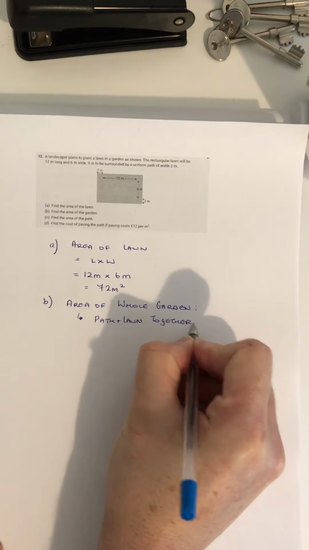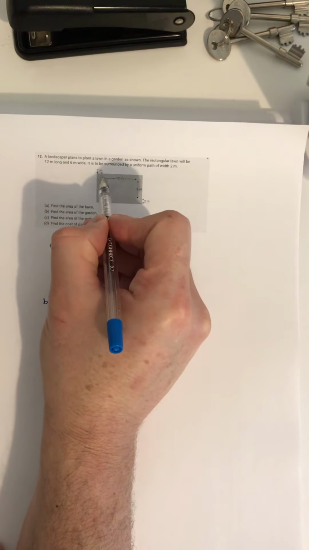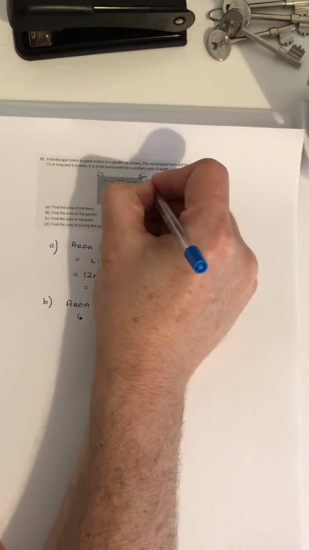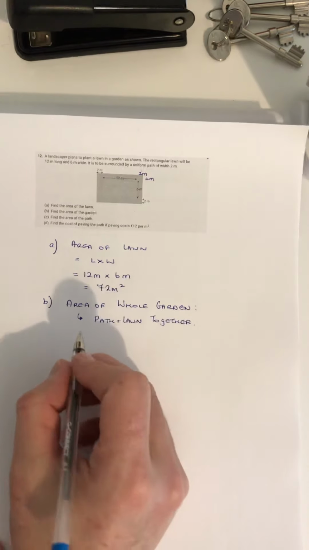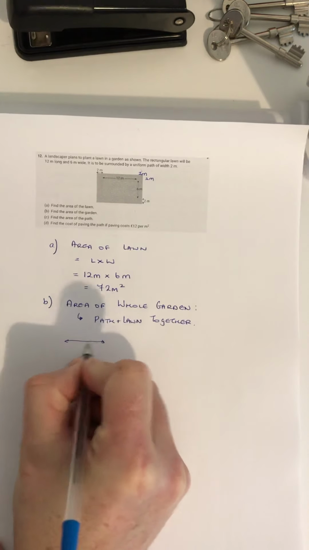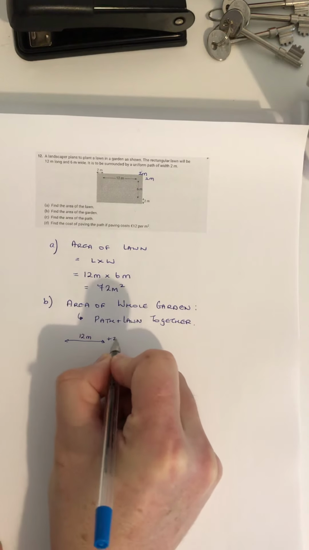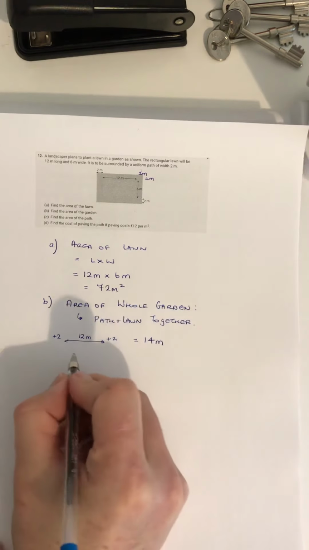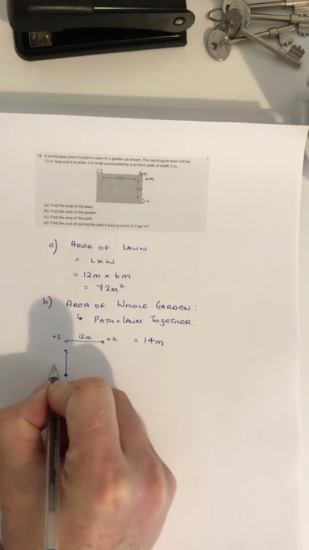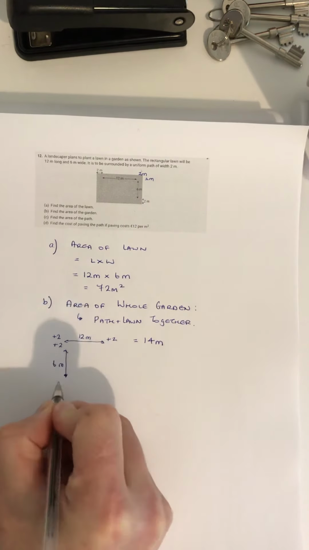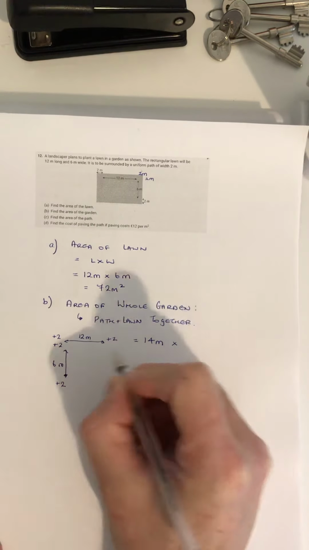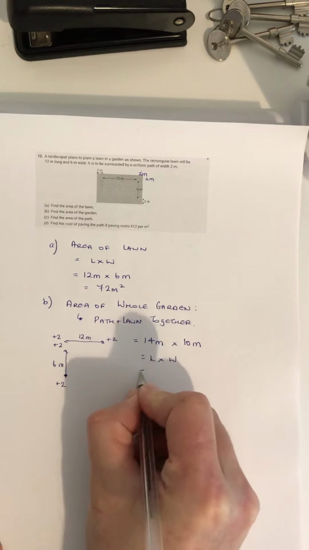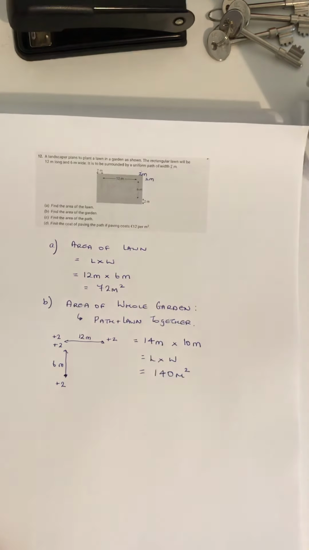Now, we know that the lawn in here is 12, but the path is 2 meters thick. So if it's 2 meters on each side, and also then 2 meters top and bottom. So instead of having 12 meters, we need to add 2 meters each side. So the top is going to be 14 meters, and the same on the bottom. Along the sides, it's 6 meters plus 2 plus another 2. So 14 meters, 6 and 2 is 8 and 2 is 10 meters. So length by width is equal to 140 meters squared.